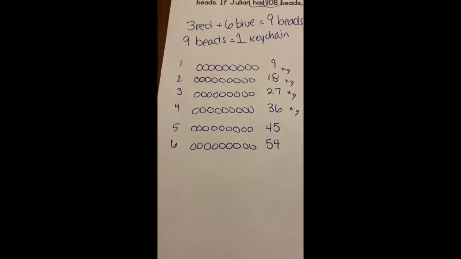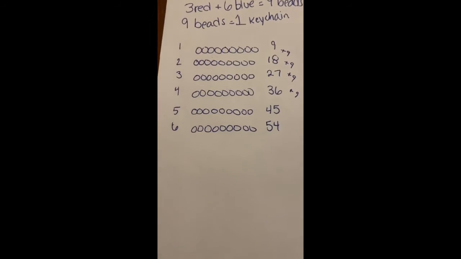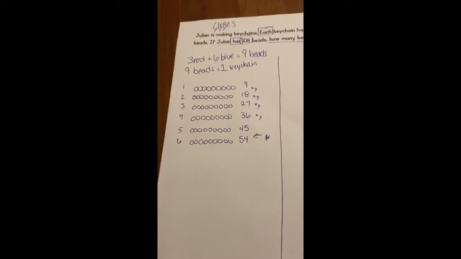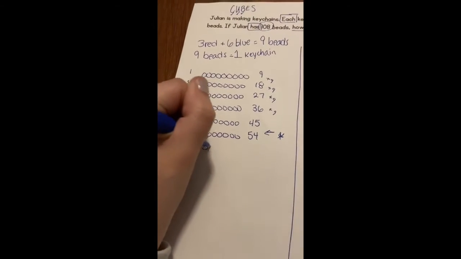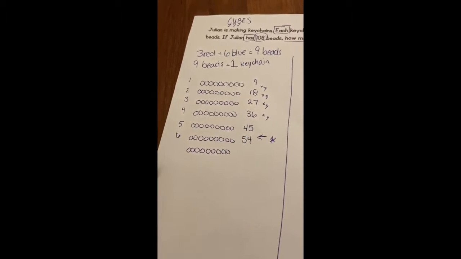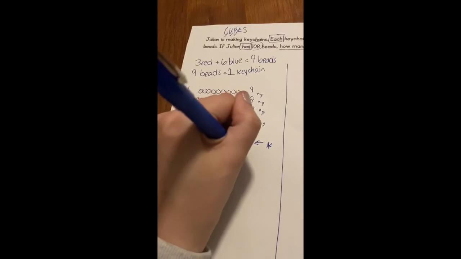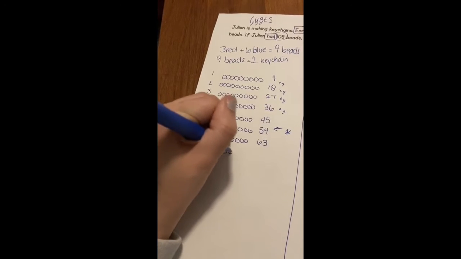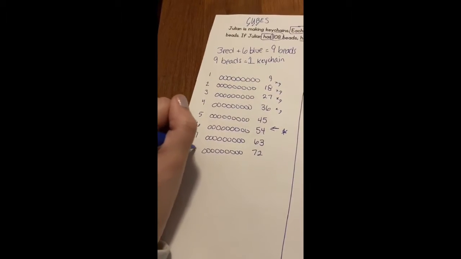So here, I can actually take a shortcut if I think about this. And I'm going to come back to this in a moment, because this is a key thing. But for now, I'm going to keep going. So 1, 2, 3, 4, 5, 6, 7, 8, and 9. That gives me 7 keychains, and I have 63 beads that I've used. I'm not at 108 though, so I have to keep going. Another 9 gives me 72 beads I've used for 8.